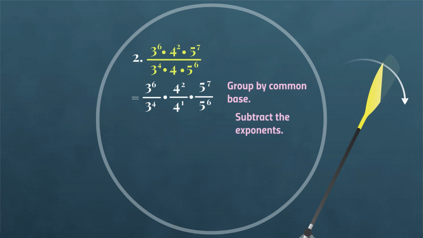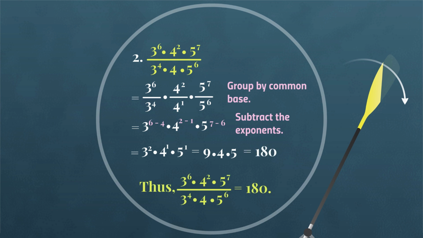The next step is to subtract the exponents. 6 minus 4 is 2, 2 minus 1 is 1, and 7 minus 6 is 1. So the expression will become 3 squared times 4 raised to the 1 times 5 raised to 1. Since any number raised to 1 is equal to the number itself, we will just square 3 and multiply it by 4 and 5. The square of 3 is 9, so we have 9 times 4 times 5. The product is 180. Thus, the product of 3 raised to 6, 4 squared, and 5 raised to 7, over the product of 3 raised to 4, 4, and 5 raised to 6 is 180.